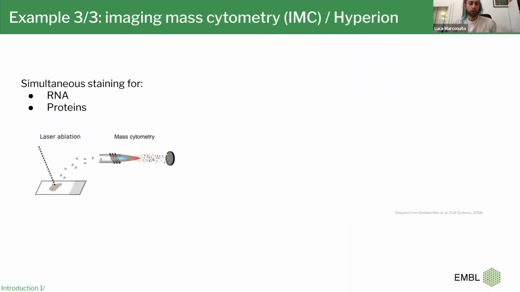Finally, the last technique I want to show you is imaging mass cytometry, also called IMC or, commercially, Hyperion. And this works by staining simultaneously both RNAs and proteins.